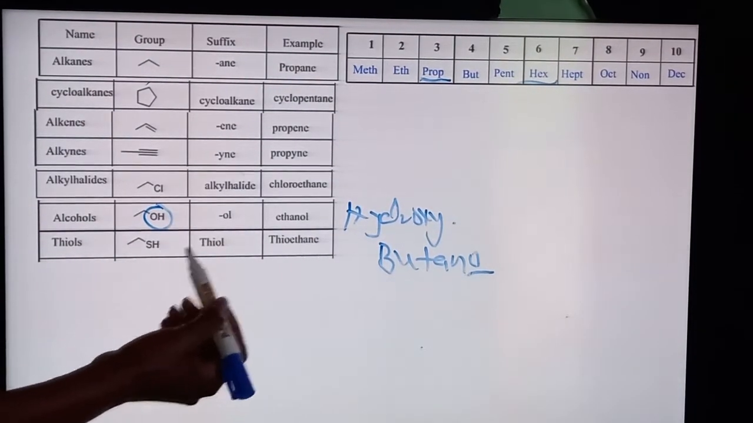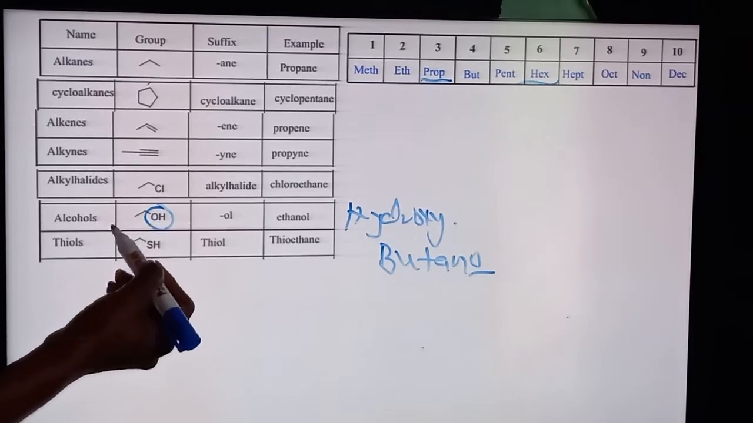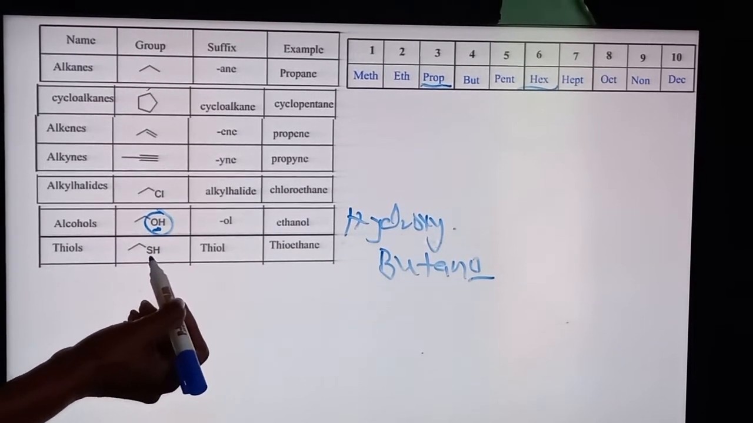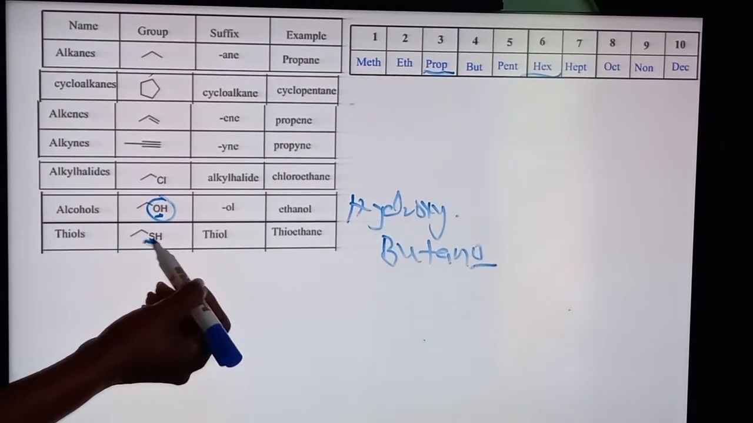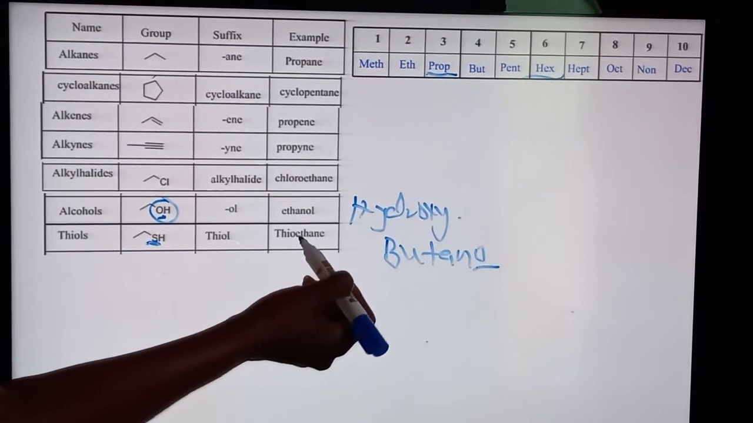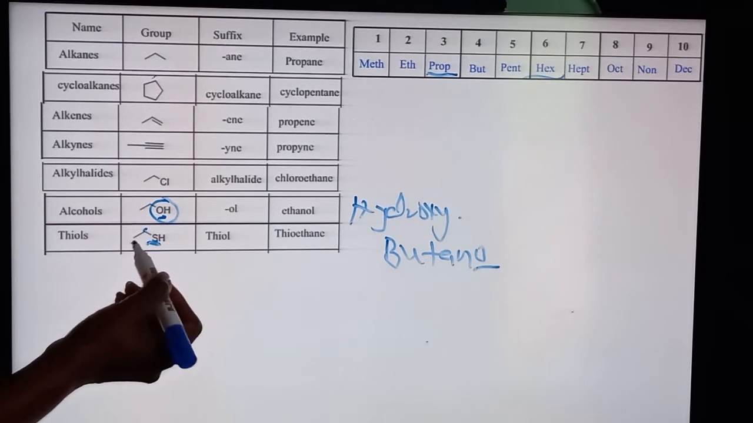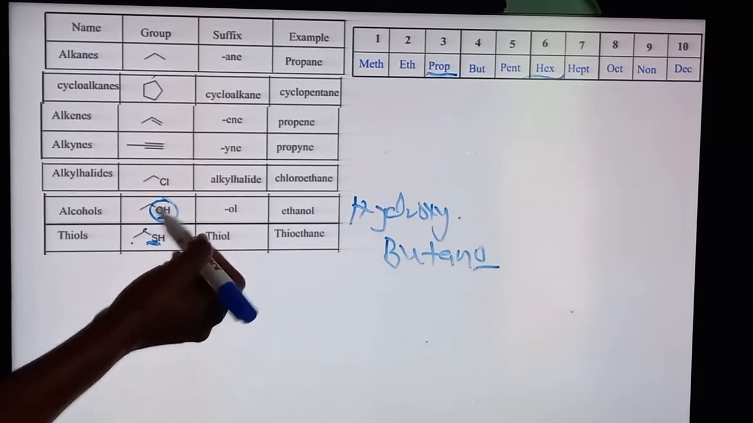Thiols are almost the same as alcohols. The only difference is in alcohols you have O, in thiols you have an S. But in alcohol, they're called alcohols. When there's a sulfur group, we call it thiol. So ethanethiol if it's 2 carbons, or ethanol if it's 2 carbons for alcohol.